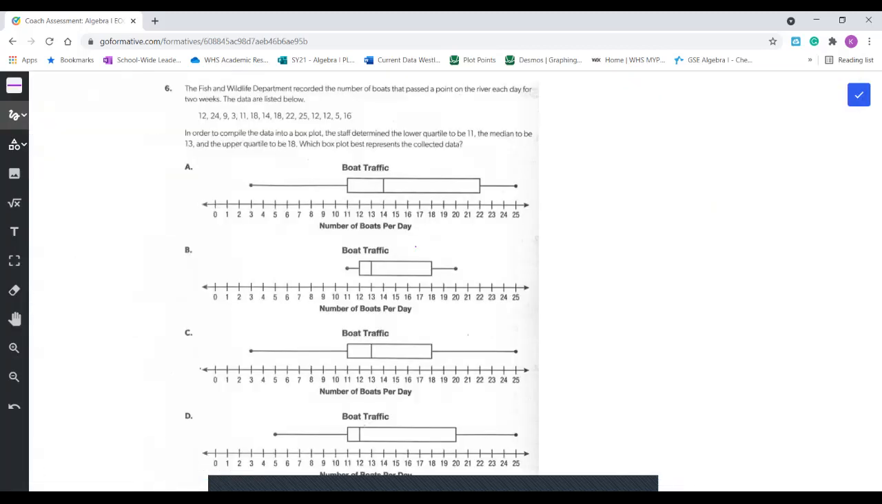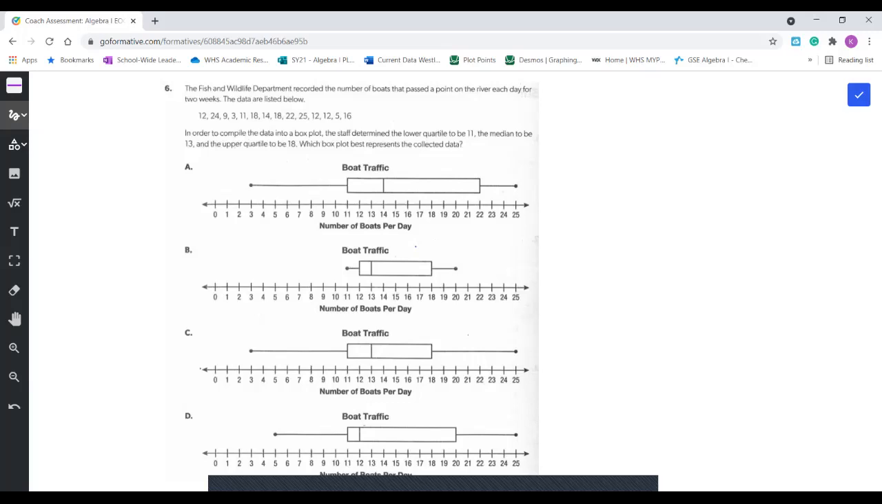All right, so for number 6, it says the Fish and Wildlife Department recorded the number of boats that passed a point on the river each day for 2 weeks. All right, so here are all the numbers here. Now the data is listed here.